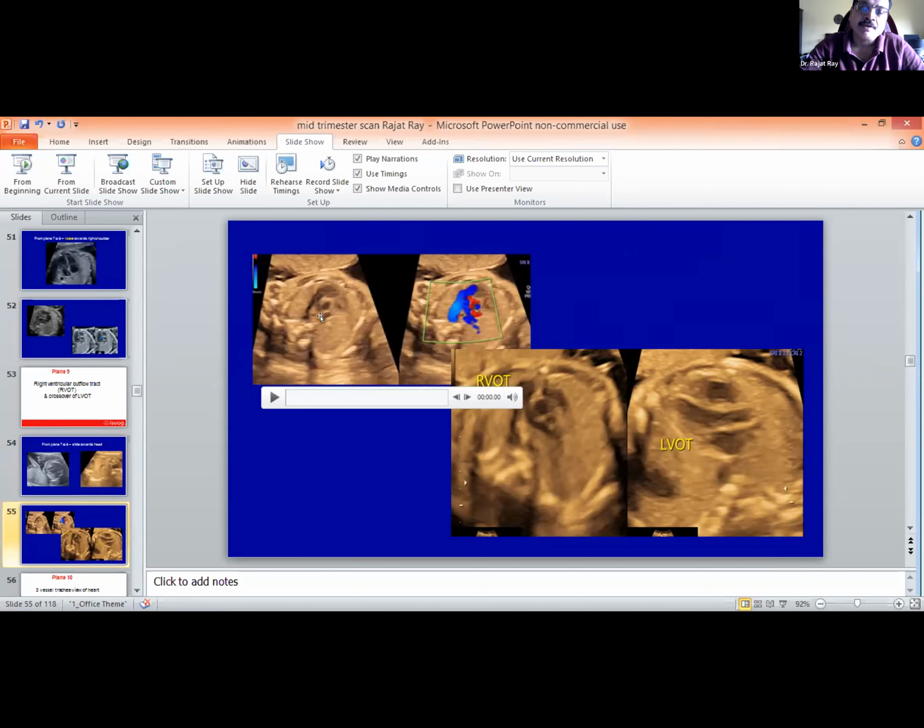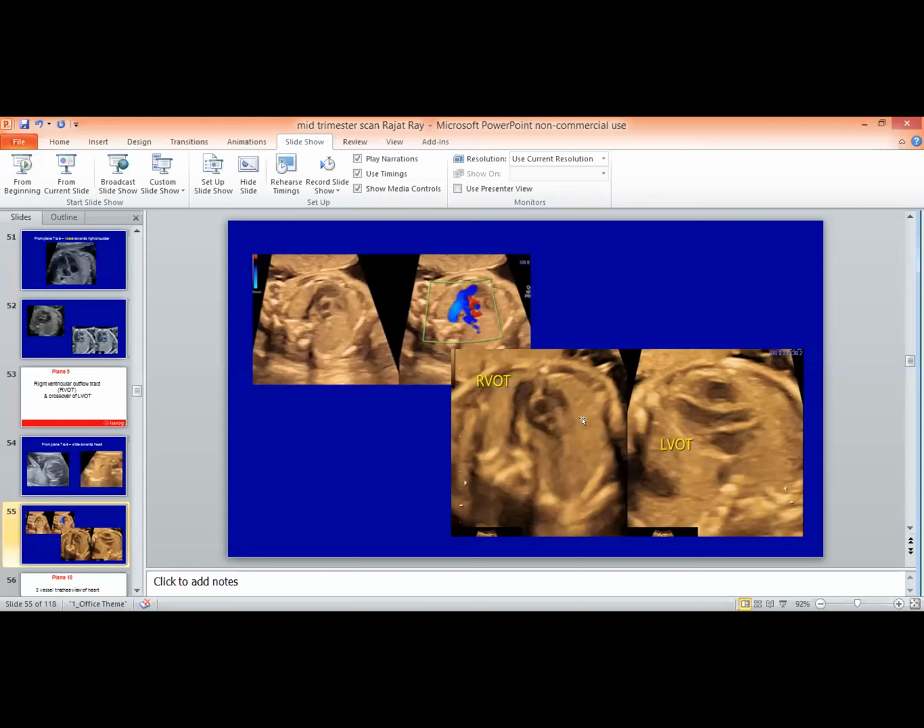You can see the LVOT, there is no branch, but in the RVOT you are seeing there is a branching. There is a branch. So you compare the LVOT, there is no branching, whereas the RVOT has a branching.